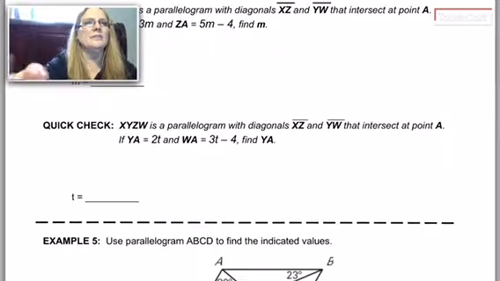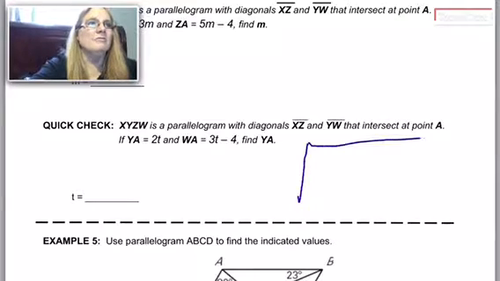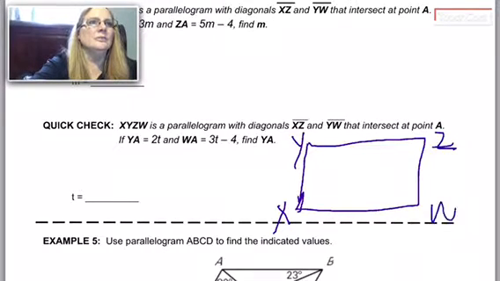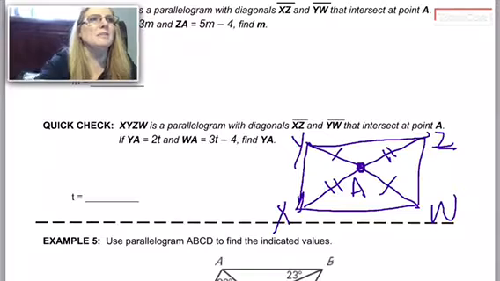And I believe we were right here on this quick check where it says XYZW is a parallelogram. So you need to draw a four-sided figure. It doesn't have to look like a parallelogram just for your picture. XYZW, with diagonals that intersect at point A. So what we know is that this is congruent to this and this to this. That's what we know about diagonals.